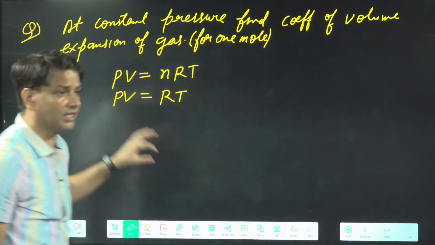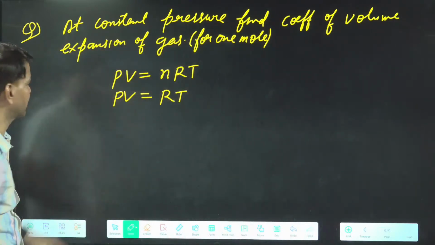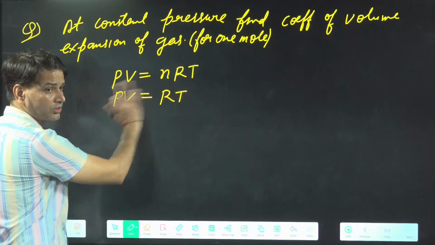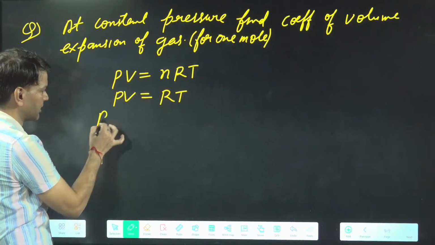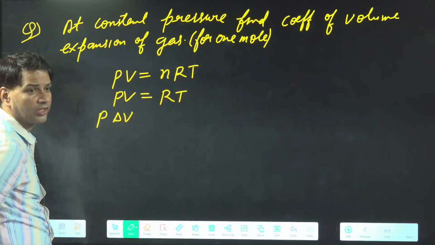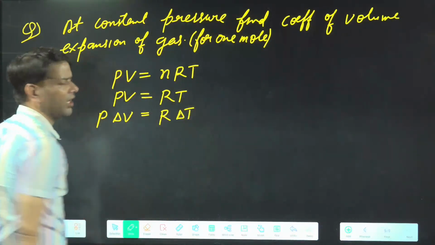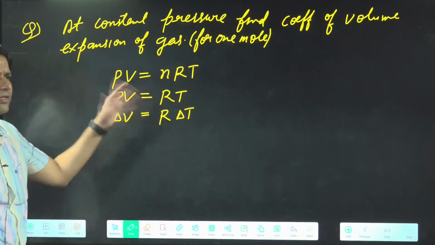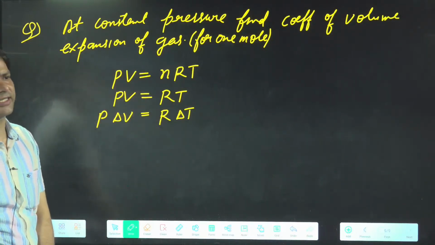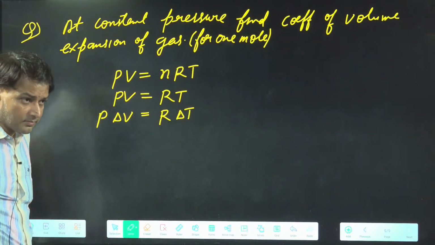Okay, I am saying the constant pressure. So pressure is constant, so I can apply the delta on both sides. So what will I get? Pressure constant, so P into delta V, or dV, is equal to R constant into delta T. One mole is also not given, so it is not a problem. Mole and mole will get cancelled out.